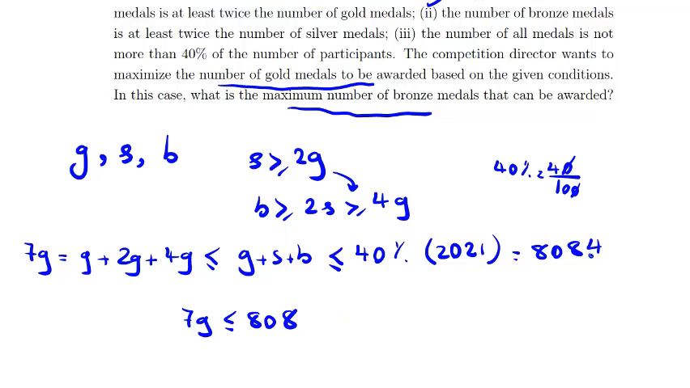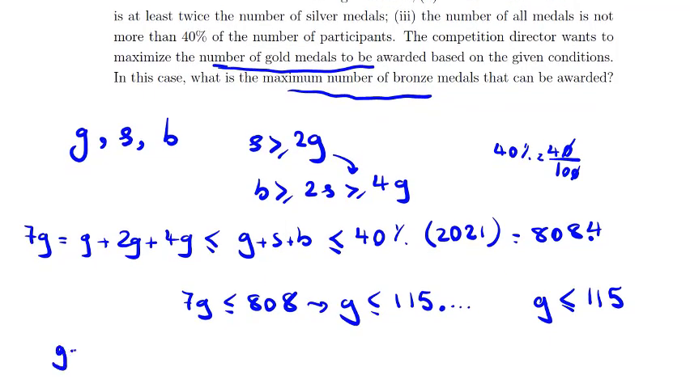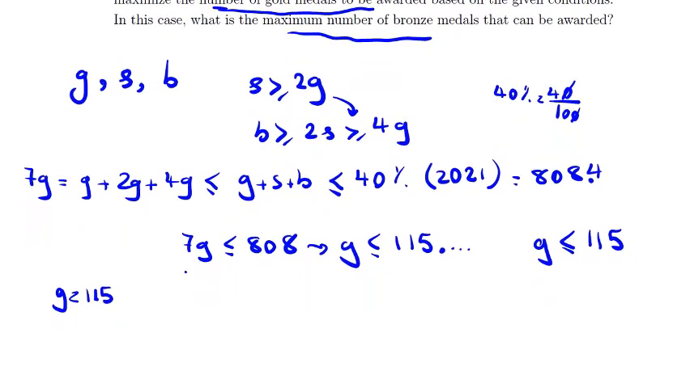You can get rid of the numbers after the decimal point. So G is at most, you should divide 808 by 7, it's 115.something. So the number of golds is at most 115. Because it says maximize the number of golds, we consider G is 115.